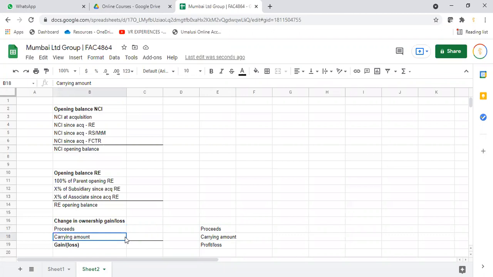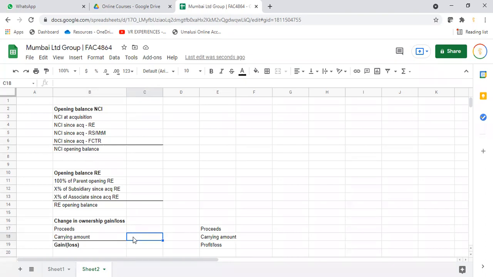So therefore, we don't use normal IFRS 9. We use normal IFRS 9 from the separate company point of view, but we don't use IFRS 9 from a group perspective. From a group perspective, the shares we are selling represent a subsidiary. So therefore, the carrying amount must be the carrying amount of the subsidiary. And the carrying amount of the subsidiary would be what we do in terms of consolidation.